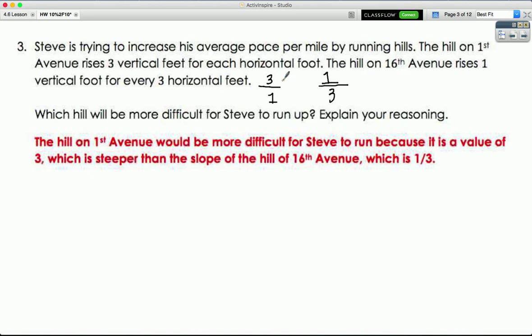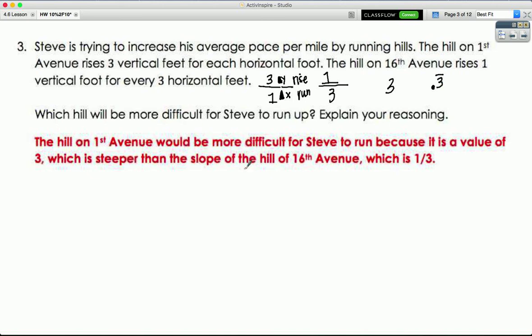So rate of change or slope is your change in y, or your vertical change, over your change in x, or your horizontal change. I'm writing these little triangles because this symbol means change. So change in y over change in x, or the rise over the run. So the first hill really just has a rate of change or a slope of approximately 3. And then the second hill has a rate of change of approximately 0.3, repeating.